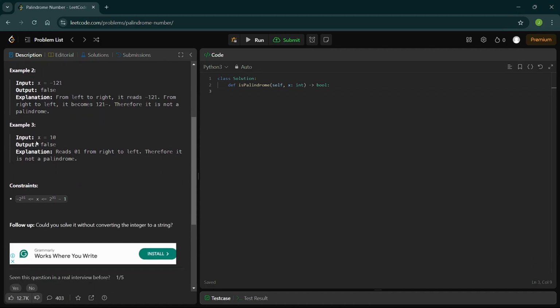And if we talk about example 3, in which the input is 10, it is false because it reads 0 1 from right to left, and therefore it is not a palindrome.